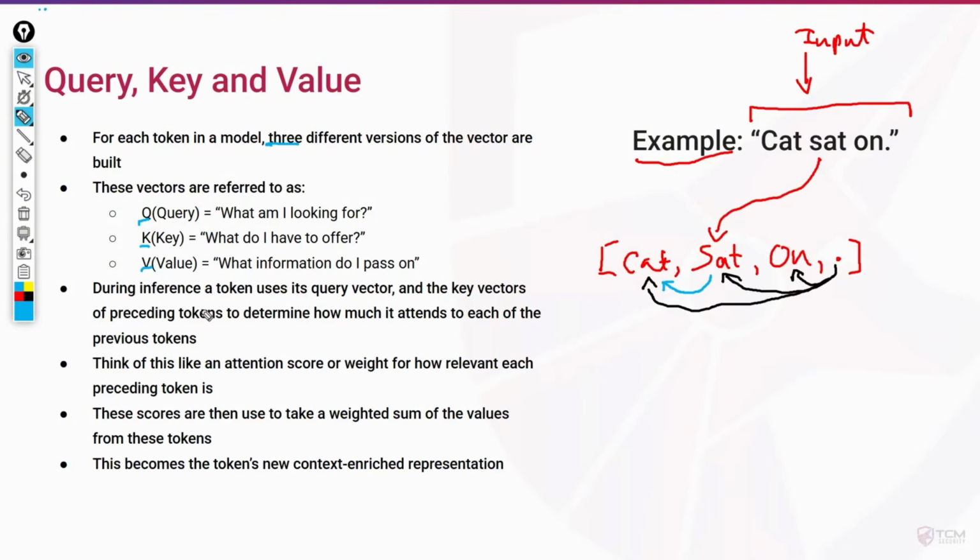So the way this works during inference, and again, inference is when the model is just running, processing data, we're done training, a token uses its query vector and the key vectors of the preceding tokens to determine how much it attends to each of the previous tokens. So if we take a look at sat and cat here, sat is going to use its query and cat's key. And the vector math here is what's called a dot product. We won't get into the specifics of that, but just if you're curious. And then out of that, we're going to get something like an attention score, we'll just call it, to make it easy to understand.